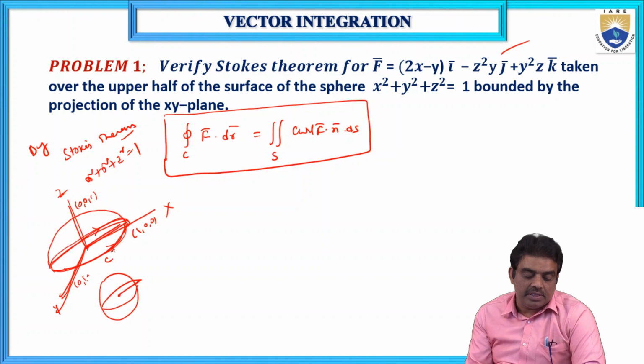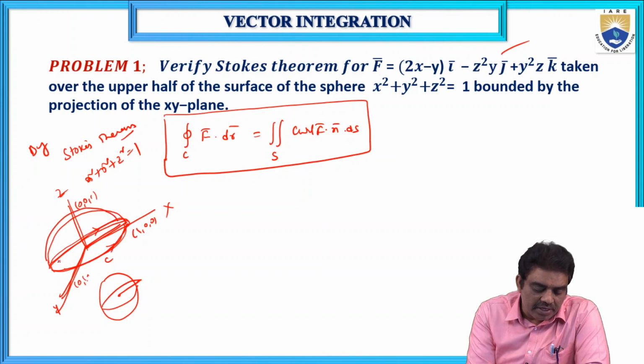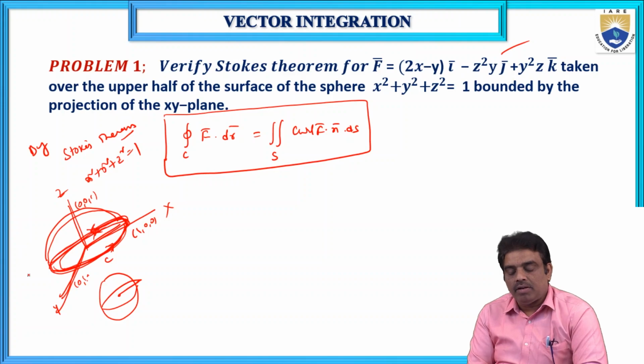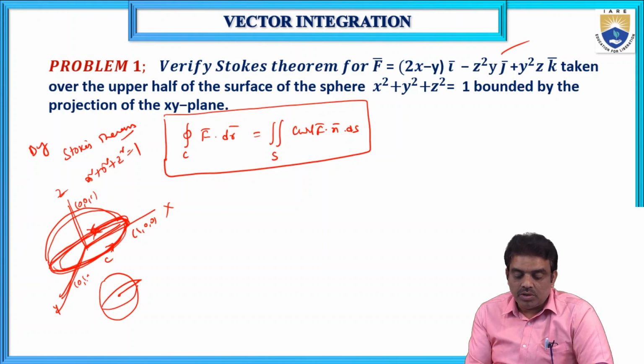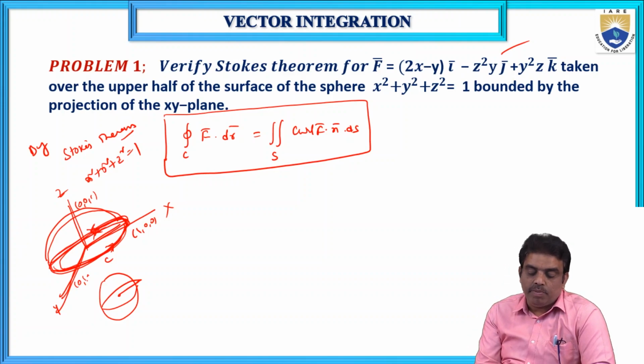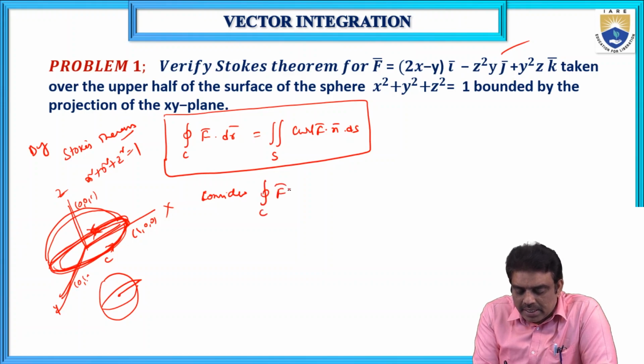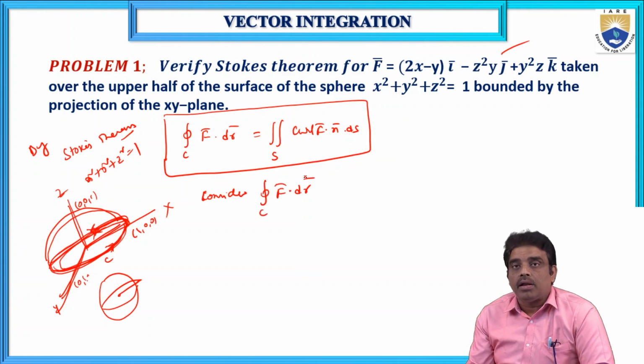This is the surface, an open surface, but it is bounded by this closed curve. This surface will lie on the xy plane, right? So now first we see the integral of f bar dot dr bar. First evaluate the integral along the closed curve C of f bar dot dr bar.